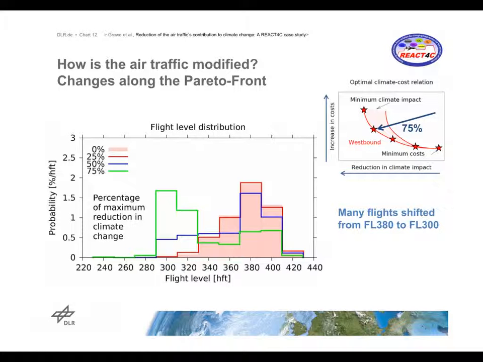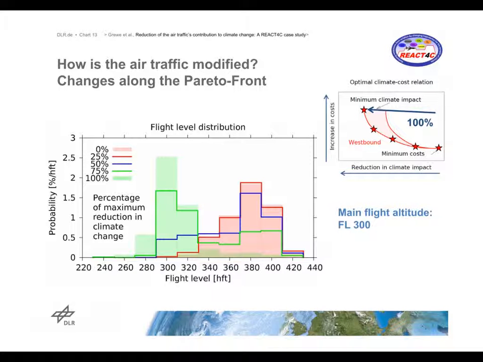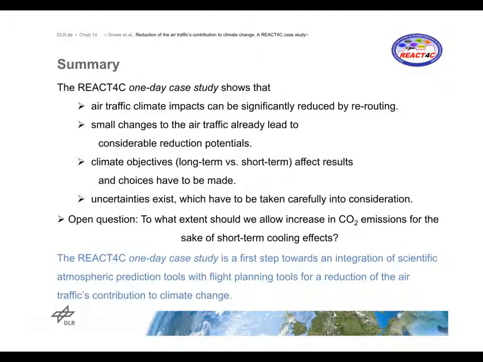Achieving 75% of the maximum climate impact reduction leads to a situation where most aircraft fly at lower levels, 300 and 320, as shown with the green line. And finally, the maximum climate impact reduction shows an air traffic flow which is concentrated at flight level 300, as shown with the green shaded area.